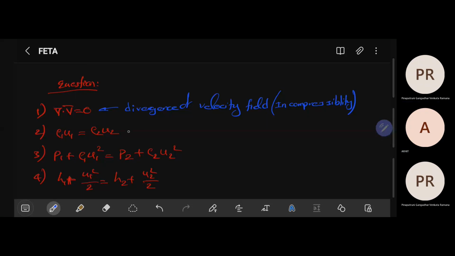Then the second one. What is the second one you have? Rho 1 u1 equals rho 2 u2. Is it continuity? Yes. A1 u1 rho 1 equals A2 u2 rho 2, so if the area A1 equals A2 then it reduces to that. It is the continuity equation in one-dimensional form. Yes, sir, 1D form.